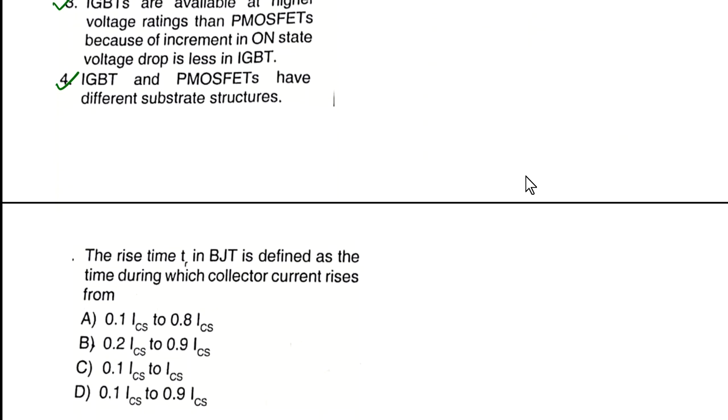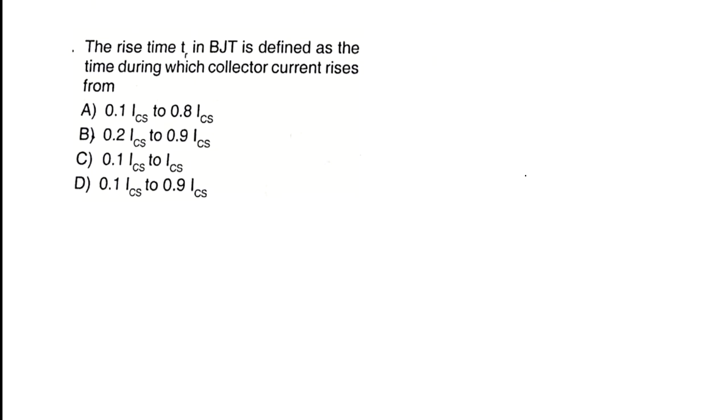And the last question for this session. The rise time TR in a BJT is defined as the time during which the collector current rises from, okay, that means they are asking about the rise time. The rise time is nothing but the time required for the collector current in a BJT to rise from 10% of its saturation current to 90% of its maximum saturation current. That is, 0.1 ICS to 0.9 ICS value. So D will be the right answer for this question.